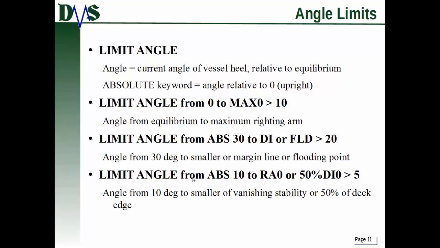Now here's another one, limit angle from absolute 10 to RA0 or 50% DI0. So that's a bit of fun there. Now we're saying the limit of angle from absolute 10 degrees to the smaller of these two values: either the angle of vanishing stability, which is what RA0 is, and vanishing stability is the point where your ship's going to keel right over, or 50% of the angle to deck edge immersion. And since it's a DI0 here, it's the actual deck edge. We're ignoring the margin line.